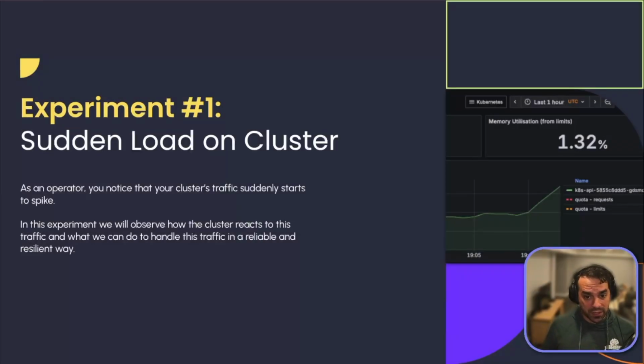So the first experiment that we're going to do is the sudden load on the cluster. This could happen for a bunch of reasons in real life. It could be a new customer being onboarded. It could be a response to a real world event. It could be a malicious attack on your cluster. And so what we're trying to do is simulate what actually happens in this scenario and what we can do to prevent any sort of bad outcomes as a result of something like this.